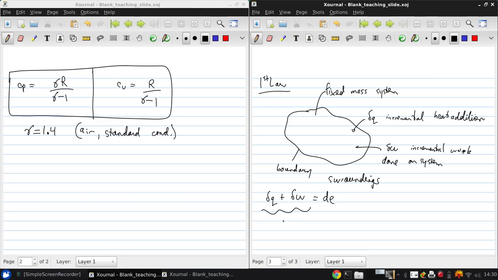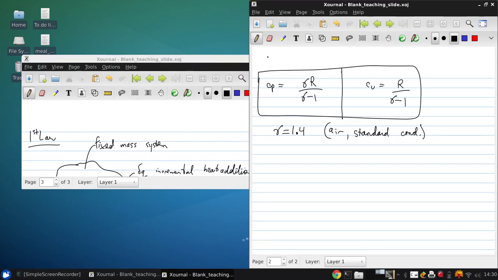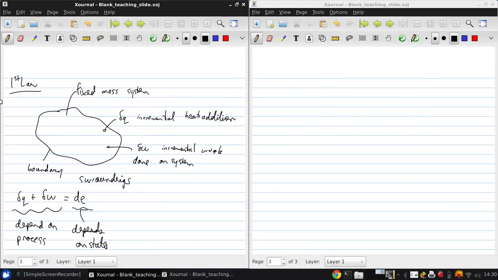So these two things depend on process, whereas this thing depends on the state of the fluid. And that's essentially the first law of thermodynamics. Now, in aerodynamics, we're basically concerned with three types of processes.